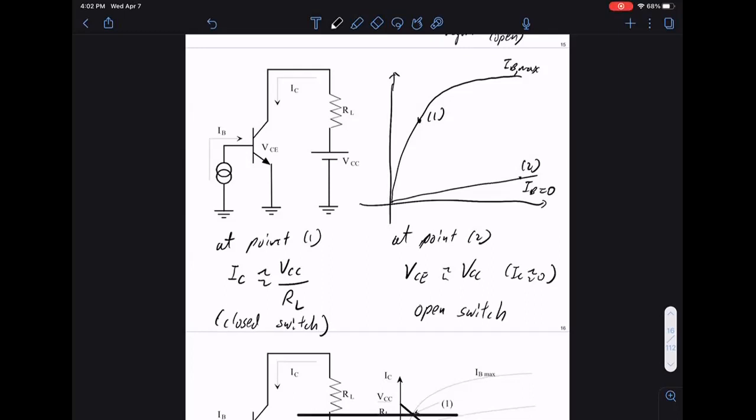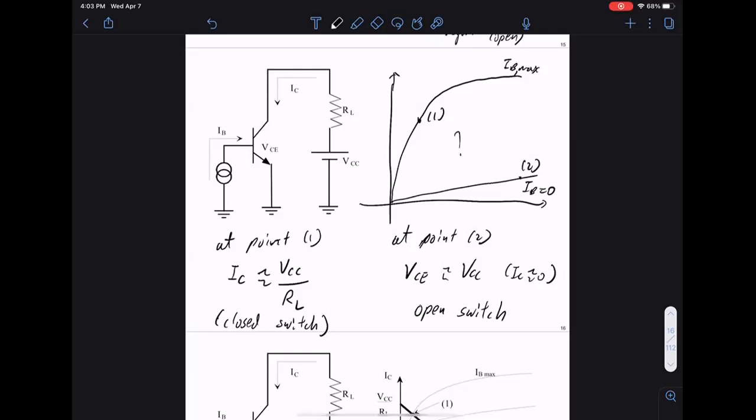Okay. So it's repeating what we said before. You can get open and closed switches by determining how much current you push to the base, right? So we get to control the base current. We get to control IB. And by controlling IB, I get to control how it should operate.